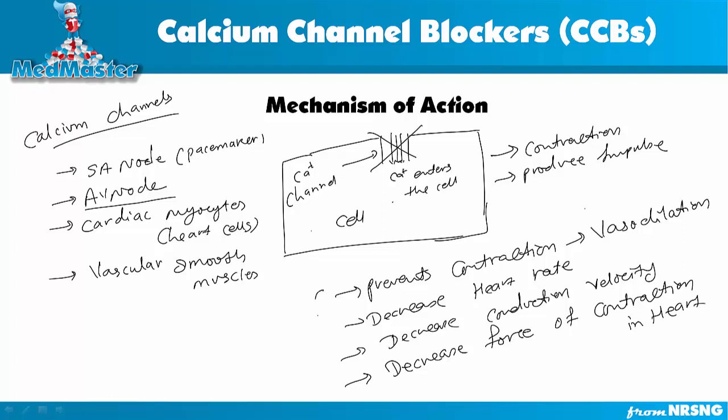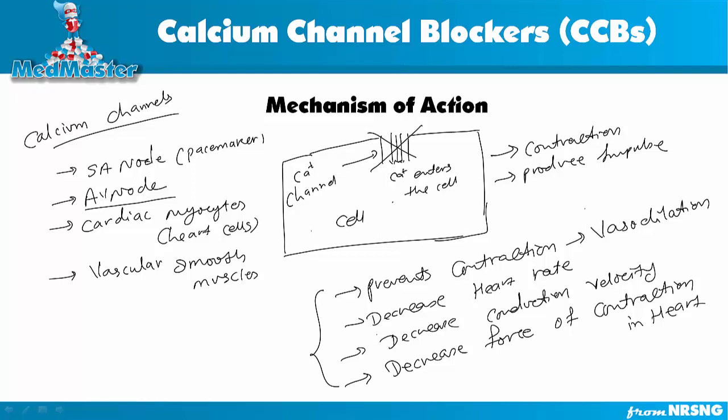So these are the effects when we block the calcium channel in cardiac cells, SA node, AV node, and vascular smooth muscles. It prevents the contraction, so it causes vasodilation, decreases the heart rate, decreases the conduction velocity, and decreases the force of contraction in the heart. So that's the mechanism of action and the effects of blocking the calcium channel in our body.